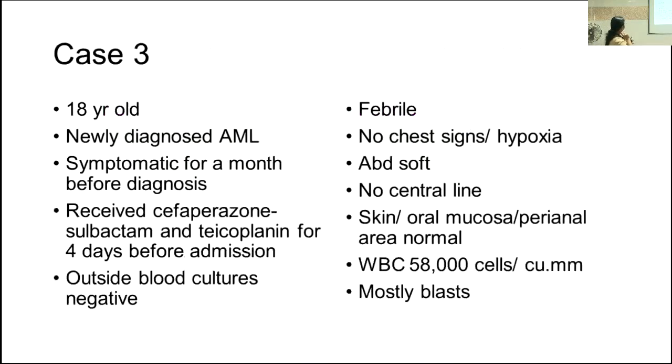This is a third patient, an 18-year-old, newly diagnosed AML, symptomatic for almost a month before diagnosis, already received some cefoperazone sulbactam and teicoplanin outside, and blood cultures were negative. At admission here, the child was continuing to be febrile, no focus clinically identified. Counts are as high as 58,000, but it's mostly blasts. So this is again febrile neutropenia.